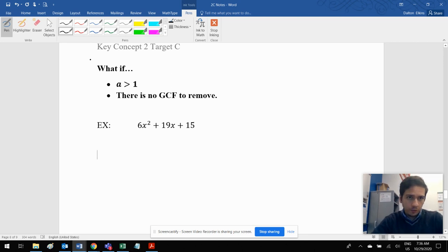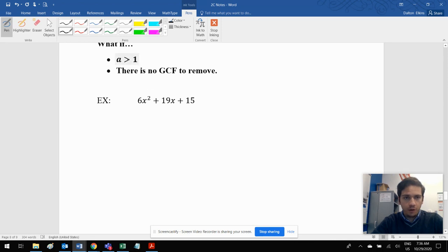All right, we have gone through a lot of different types of factoring. Now, for the first type of factoring we did, A had to be 1. And for the second one, we used GCF when A was not 1, when A was greater than 1. So what if A is greater than 1 and we can't remove a GCF? So let me give you an example of that instance. We have 6x squared plus 19x plus 15, and we want to factor this.